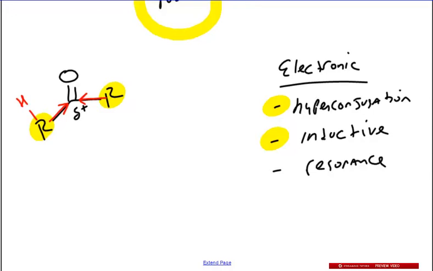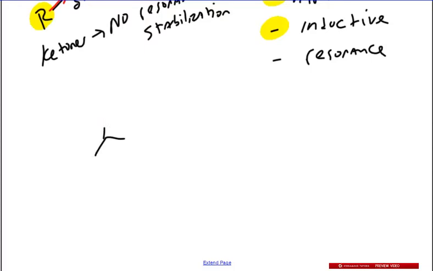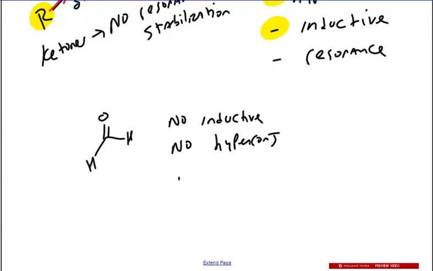But the one thing ketones do not have is resonance stabilization. Okay? So it has no resonance stabilization. Ketones have no resonance stabilization. Now, aldehydes, they have no inductivity. They have no hyperconjugation, and they have no resonance stabilization.